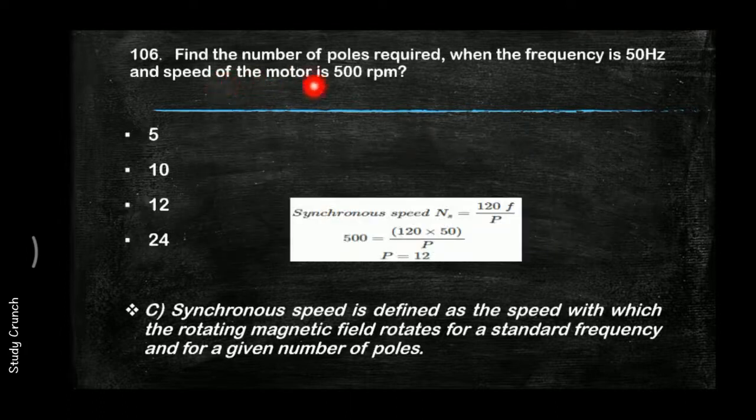Next, find the number of poles required when the frequency is 50 Hz and the speed of the motor is 500 rpm. So we know that the synchronous speed is equal to 120 F by P, where F is the frequency, P is the number of poles, and N is the speed, synchronous speed. So just putting up the values, we'll be getting P is equal to 12. So answer is C. We know that the synchronous speed is defined as a speed with which the rotating field rotates for a standard frequency and for a given number of poles.